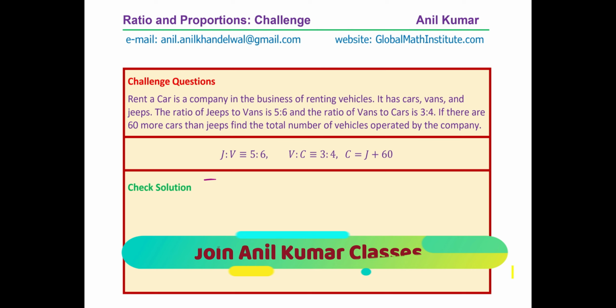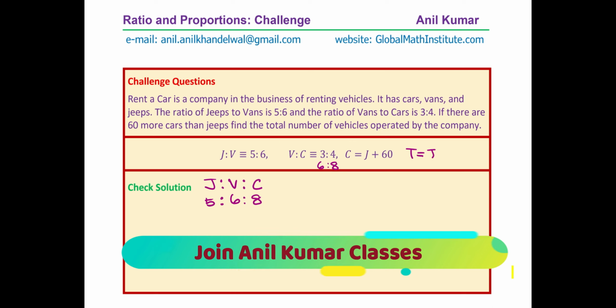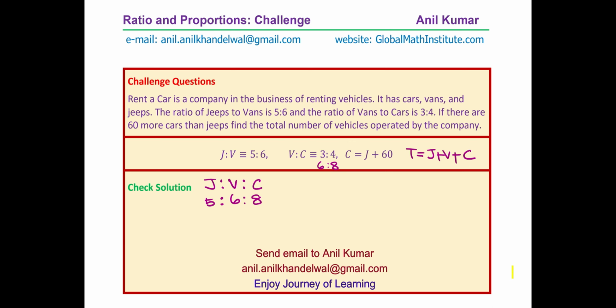So now we know that the ratio of the jeeps to vans and to cars is what? It is 5 to 6, and 3 to 4 means 6 to 8, right? So we write 8 here. You get the idea. So that becomes the ratio. And now, let us say we have the total number as n, or t, right? So we are looking for the total t of jeep plus van plus car. This is what we are looking for.